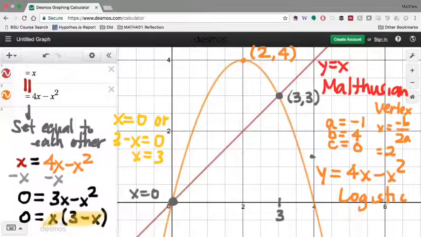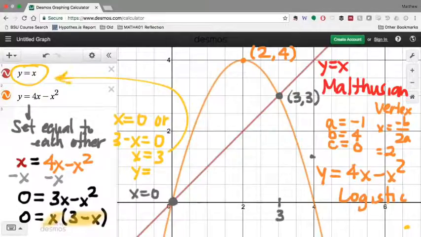And if I wanted to know whether the y-coordinate that we saw here was correct, how would I find out the y-coordinate that's associated with x equals 3? Right, plug it into either of the two equations. It's probably easier to plug it into the first one. If I plug x equals 3 into this equation, I'll find that y also equals 3. So sure enough, the point (3, 3) is the other intersection point for these two graphs.